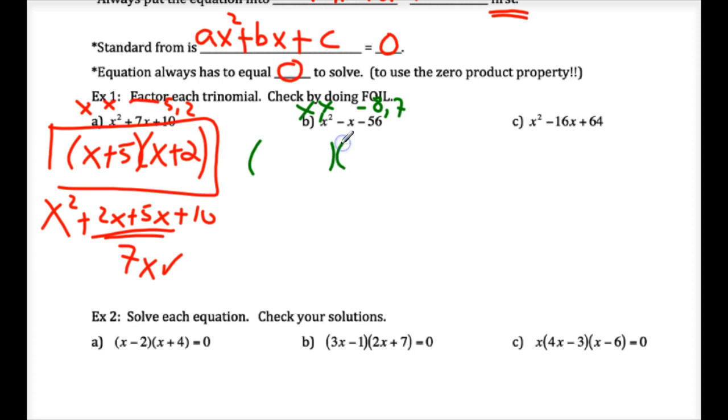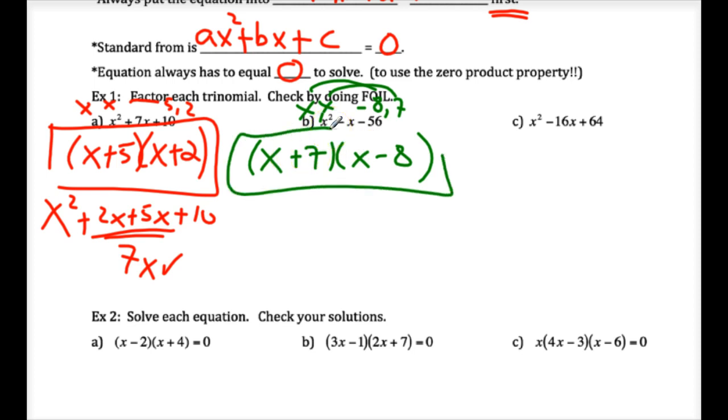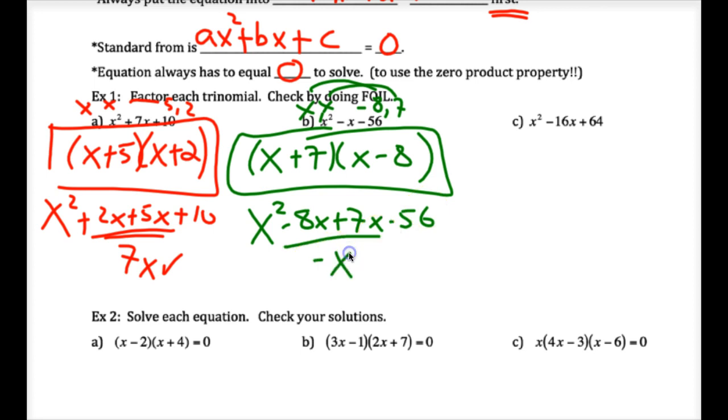Right. So, pair those up. Doesn't it look like a rainbow? X minus 8, X plus 7. Order does not matter of your binomials. Minus 8x plus 7x, minus 56. That makes negative x. Check, it works. Okay. Last one.